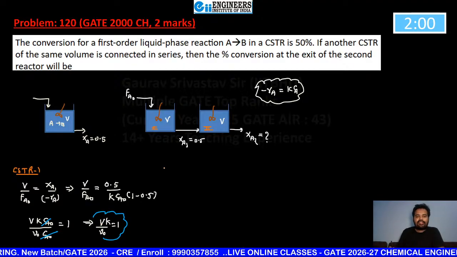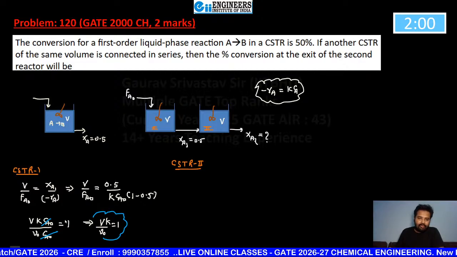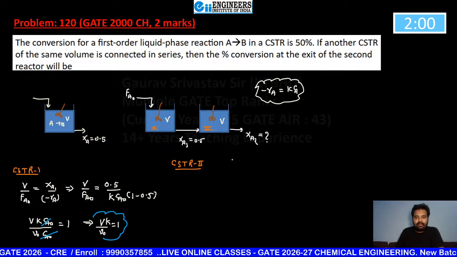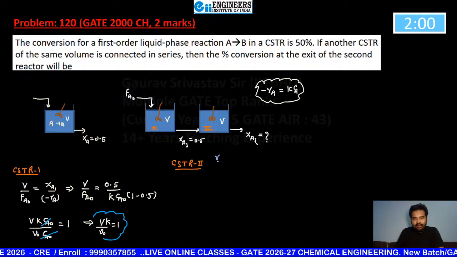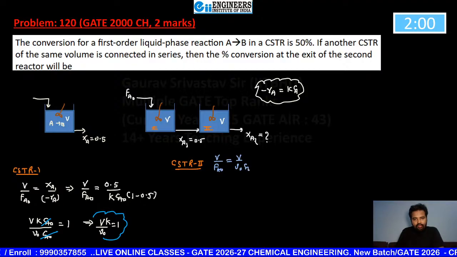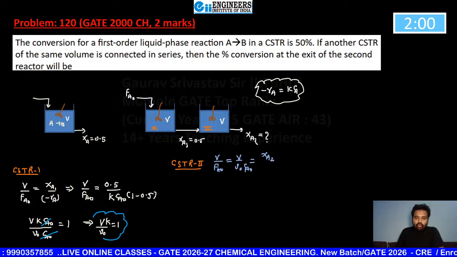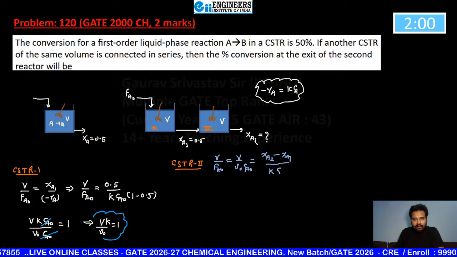Now for CSTR 2, again we are going to apply the design equation for CSTR, and this time it can be written as V, because the volume was again the same, so V by Fa naught, or V by V naught CA naught, and that becomes equal to XA2 minus XA1 and whole upon K CA naught 1 minus XA2.